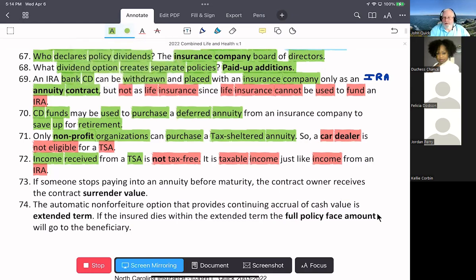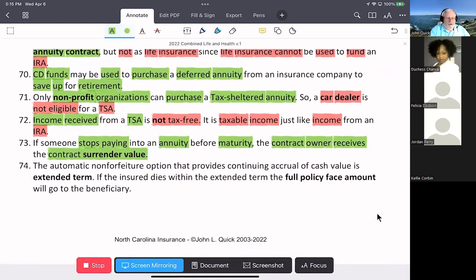If you stop paying on a life insurance policy, you've got your non-forfeiture options, right? Reduced, paid up, extended term. But if somebody stops paying into an annuity before maturity, then the contract owner can get the surrender value. You can cash in your CD, or cash in your annuity early. You don't get those other options like extended term, reduced, paid up. You would simply get the surrender value on an annuity.